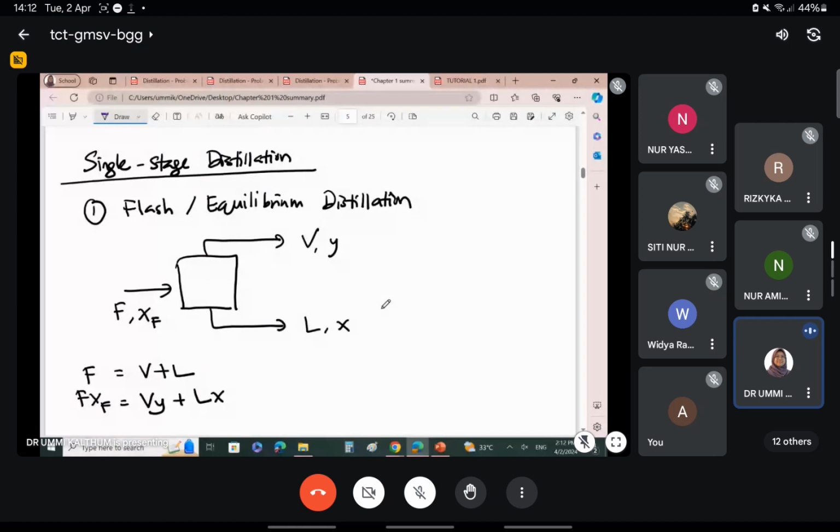So for flash, ada single stage kat sini, satu stage. So masuk feed.